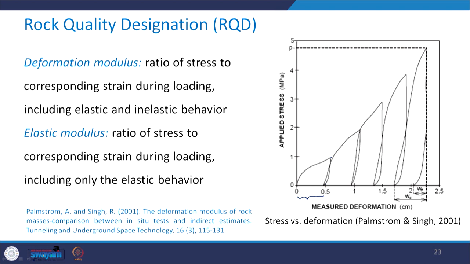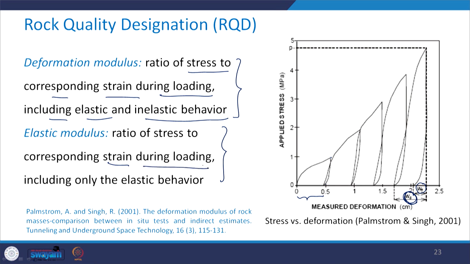For every cycle you will get the elastic deformation, that is WE, and you have the total deformation, that is WD. The deformation modulus is defined as the ratio of stress to corresponding strain during loading, including elastic as well as inelastic behavior. That means when you are finding the deformation modulus, you will use this total deformation. However, the elastic modulus is the ratio of stress to the corresponding strain during loading, including only the elastic behavior. That is the main difference between the deformation modulus and elastic modulus. With reference to rocks and rock masses, it is more often the deformation modulus that is used for rock mass.